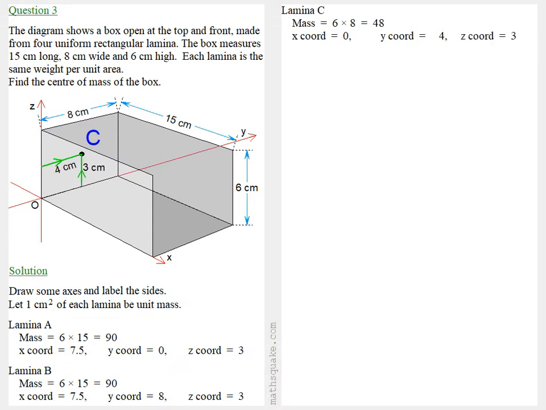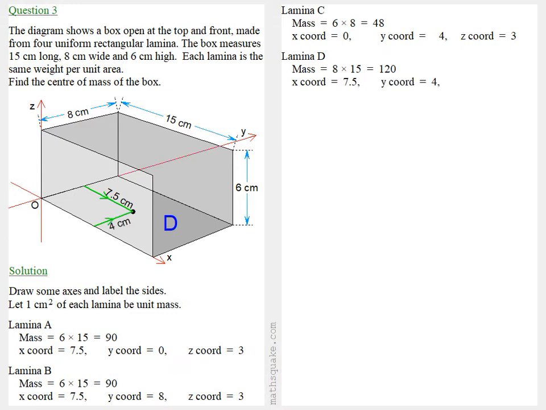For lamina D, the mass is 8 times 15, which is 120. The X coordinate is halfway across, which is 7.5. The Y coordinate is halfway back, which is 4, and the Z coordinate is 0, since it lies flat on the XY plane.